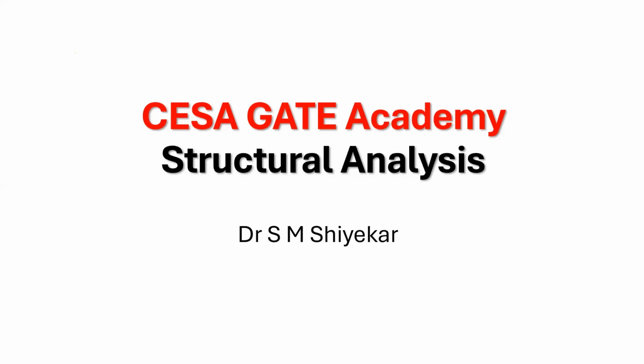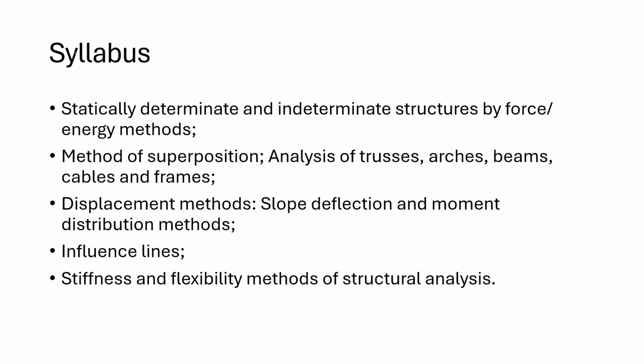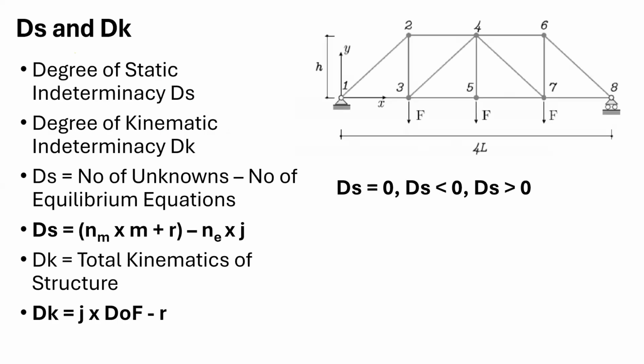Depending upon the nature of the structure, we also classify the structure into two parts, right? That we have seen: determinate structure and indeterminate structure. This is the syllabus, statically determinate and indeterminate structure. In structural analysis, DS and DK are two very, very important terms. DS means degree of static indeterminacy and DK means degree of kinematic indeterminacy. How can we calculate DS? DS can be calculated as the number of unknowns minus the number of equilibrium equations.